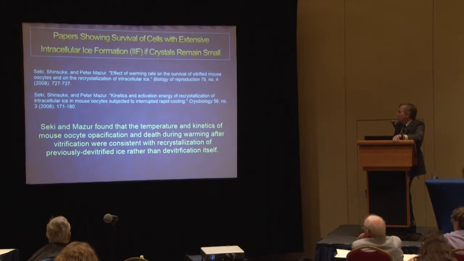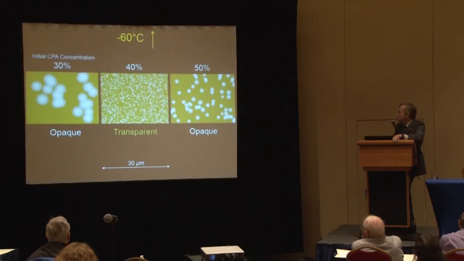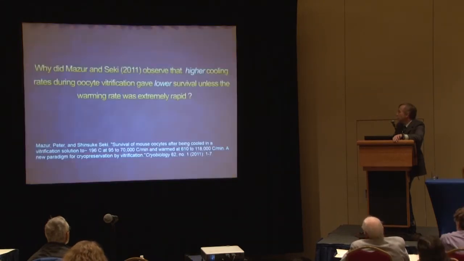Related to all of these observations are Seki and Mazur's observation that the temperature and kinetics of oocyte opacification and death during warming after vitrification were more consistent with recrystallization of previously devitrified ice rather than devitrification itself. And basically, this happened because they're operating in this unstable regime of concentration so that they were devitrifying during rewarming, but if they rewarmed fast enough, they could outrun recrystallization. But if you don't rewarm fast enough, you're going to get recrystallization of this devitrified solution, and ice crystals will grow to a lethal size.